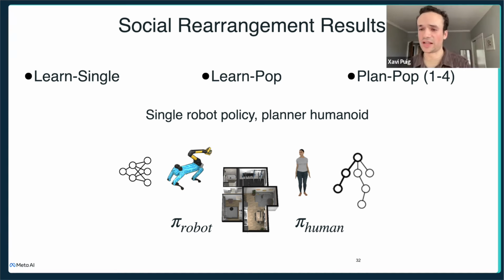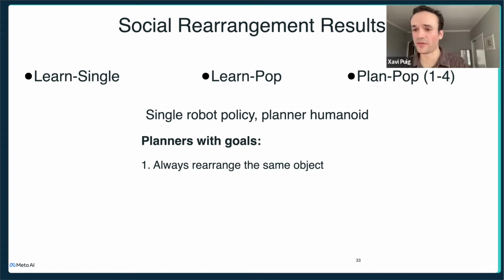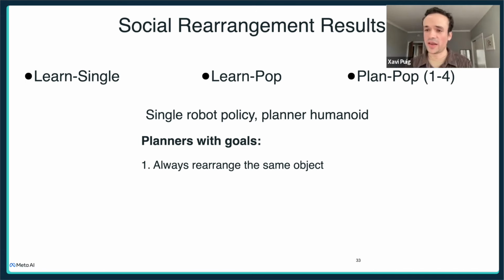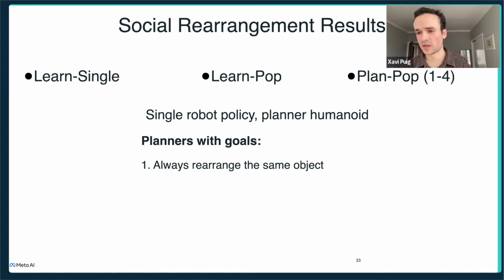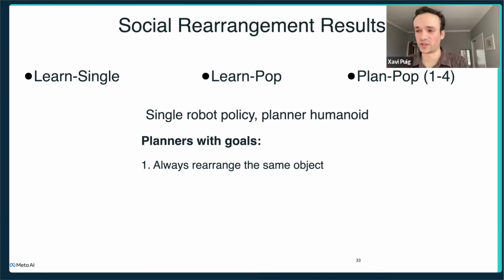And so we consider 4 kinds of planners for the human. The first planner is the most constrained one, and it's one where the human will always be rearranging the same object in the environment. And so you can imagine that, similar to the learning single baseline that I described before, the robot should generally specialize on rearranging the other object. And so this should be very efficient when it pairs with this human.